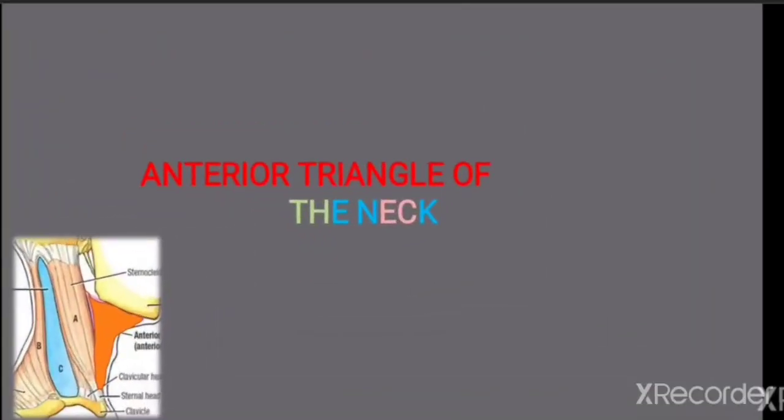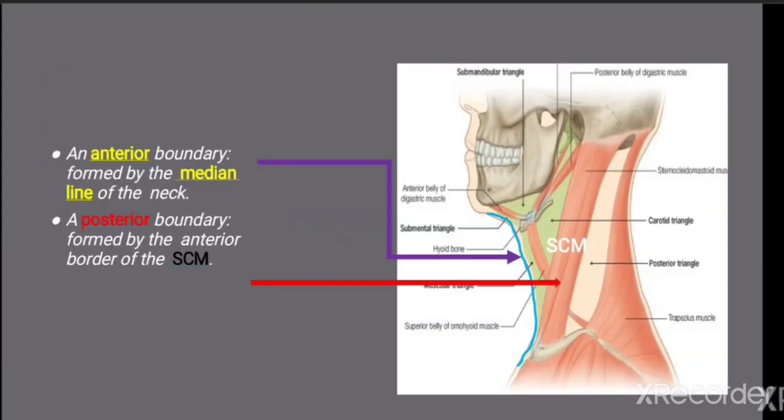Then we are taking another topic, that is the anterior triangle of the neck. It is a very important topic. This anterior triangle of the neck has some boundaries. So when we discuss the anterior triangle of the neck, we first discuss its boundaries and then its contents. Anteriorly, it is bounded by the midline of the neck, as we have discussed earlier. So this blue colored line is the midline. Then the posterior boundary is formed by the anterior border of the sternocleidomastoid.